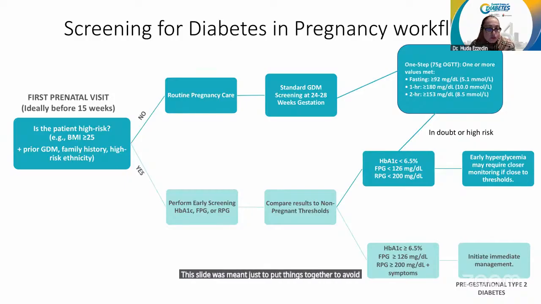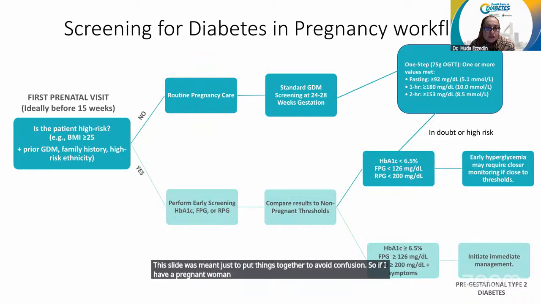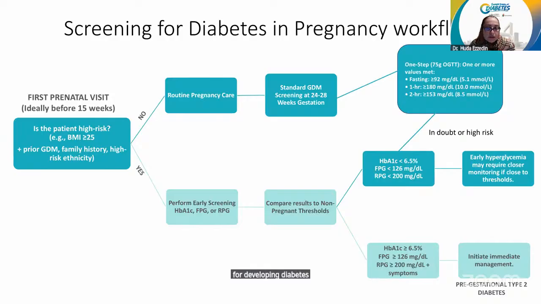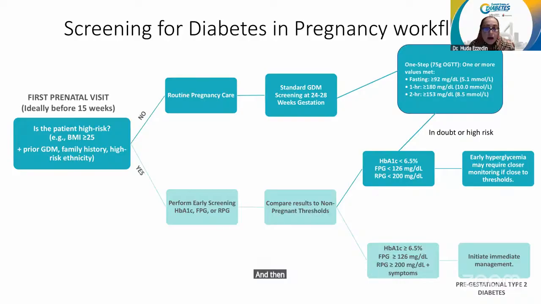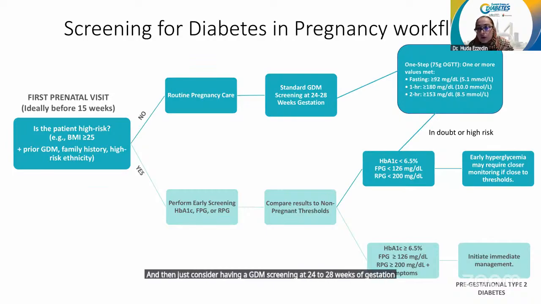So if I have a pregnant woman at first prenatal visit, ideally before 15 weeks of gestation, we just need to ask ourselves, is that patient high risk for developing diabetes? If she's thin and slim and no family history and she's the ideal pregnant woman, then there's nothing to be done at this stage, just routine pregnancy care.